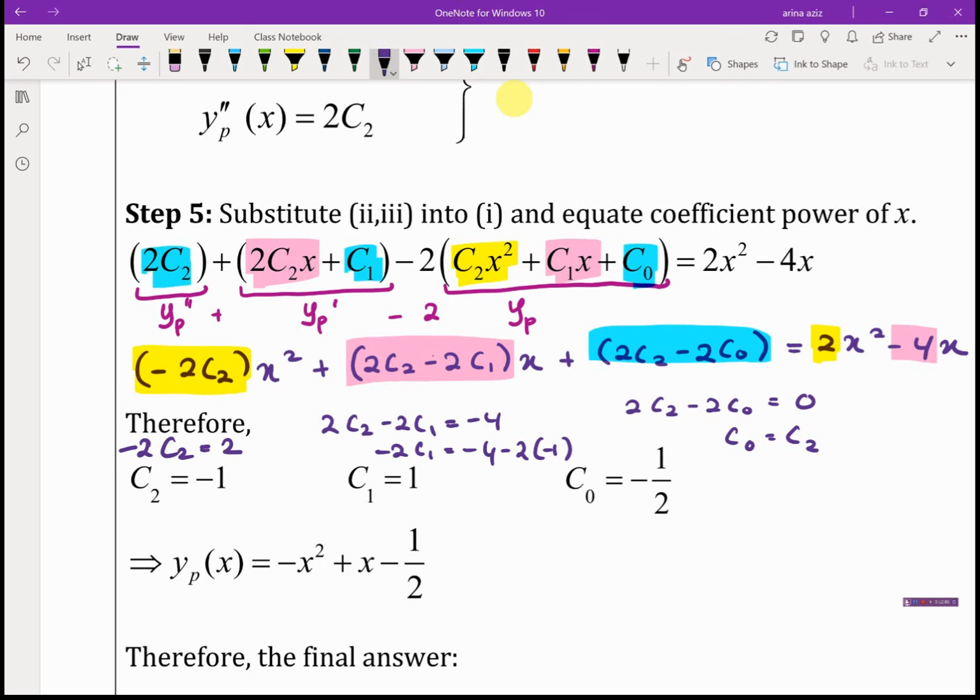And what is c2 again? Oh, I forgot to include the c1. Let me correct this. Okay, 2c2 plus c1, minus 2c0. Alright, so let me write this again. See, I made a mistake. So you have to be careful next time in the exam when you look at the coefficient. Please be careful.